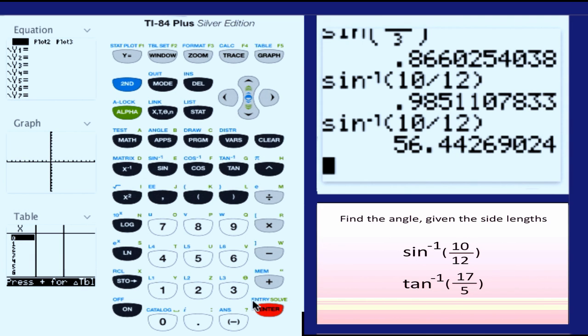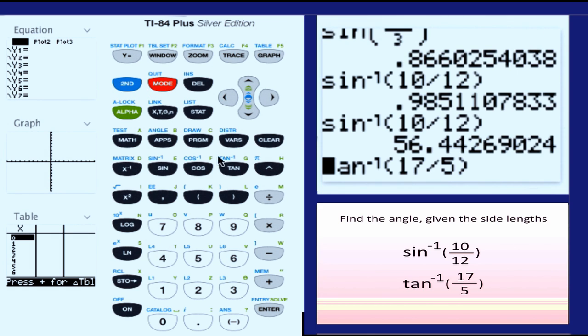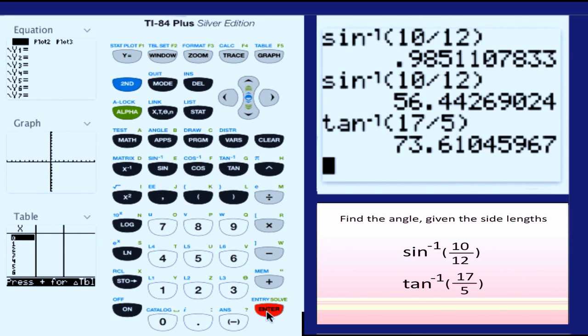So let's just type in arc tangent 17/5. That gives you the side lengths of 17 and 5. So second tangent 17 divided by 5. Close your parentheses. Good practice to be in. Again, remember that you're in degree mode. Some of the answers, if they don't make sense, you just want to check that mode to make sure that you're in degree mode or in radian mode, whichever one you need to be. Quit that screen, and then all you have to do is press enter, and there's your answer, 73.61 degrees. That concludes our lesson on trigonometric functions using the graphing calculator.